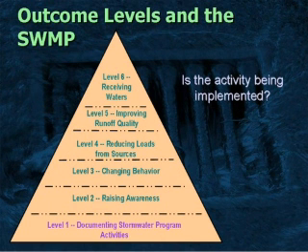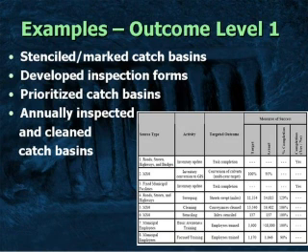So for example, outcome level 1, which is something that everybody right now can report out on, documenting your stormwater program activities. Again, the management question that Betsy had mentioned earlier that we're looking at is, is the activity being implemented? This is really a confirmation, yes or no. We're doing what we said we were going to do or we're not, or providing rationale as to why you're not.